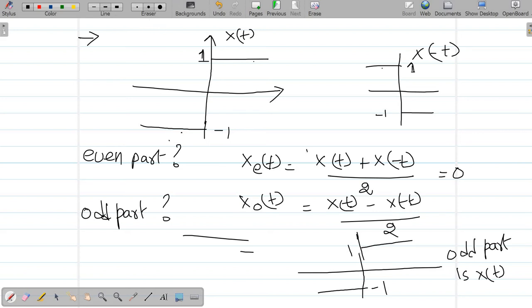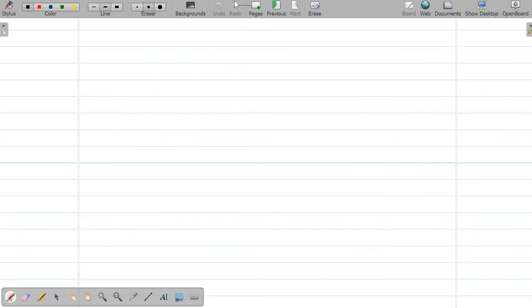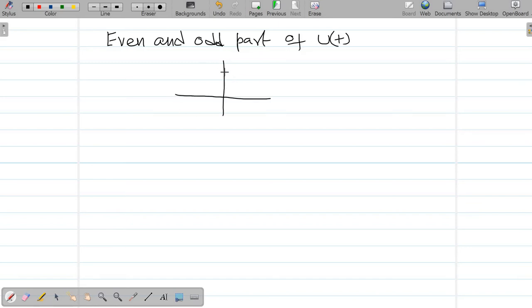Okay, so let us take another example. Let us try to find out the even and odd part of u of t. So we know that u of t is this. We also know that u of negative t is this. It is 1. This is also 1 here.